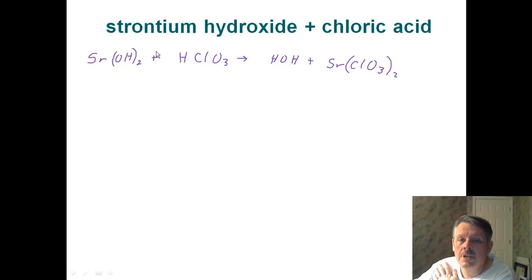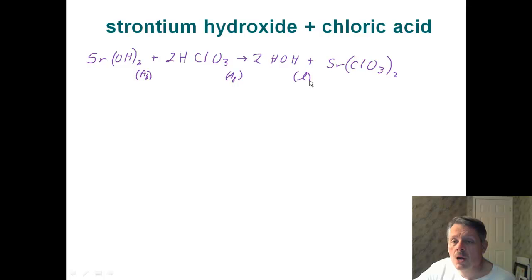If I have 2 ClO3s, I have to have 2 of these, and that will give me 2 H's to go with my 2 OH's, so I've got 2 waters, and I am done. Right? So now, what are they? Solids, liquids, gases, aqueous? What is it? Well, I looked these up on my little chart, and strontium hydroxide is aqueous, and chloric acid is aqueous, and water is a liquid, and strontium chlorate is aqueous.